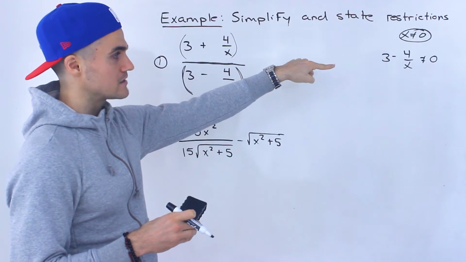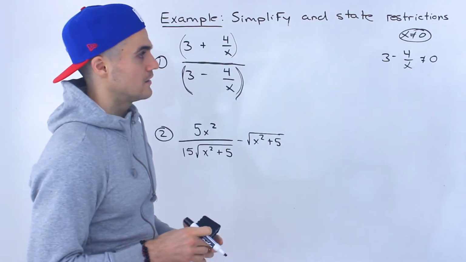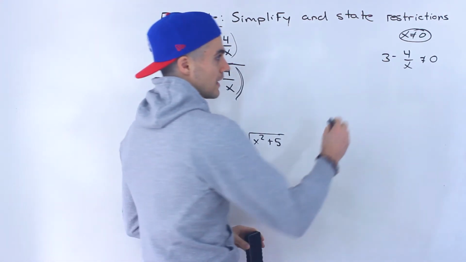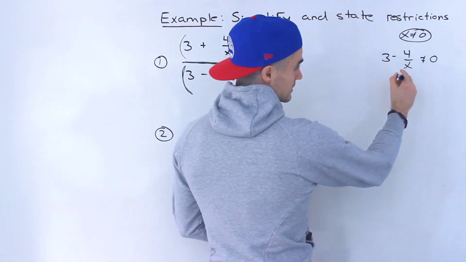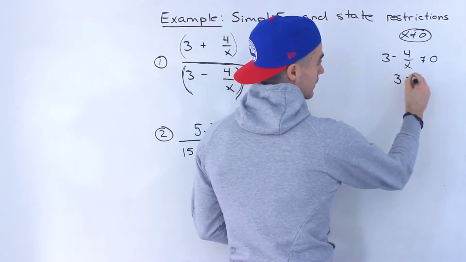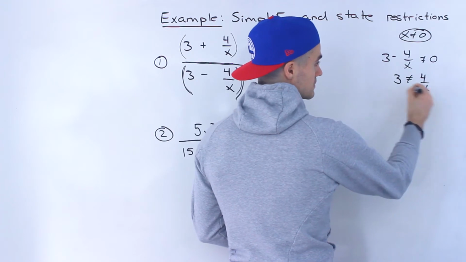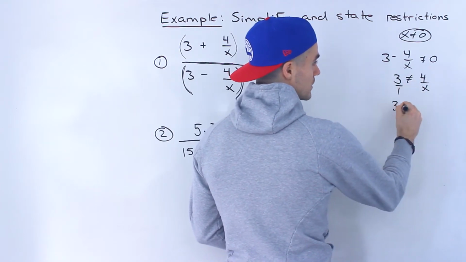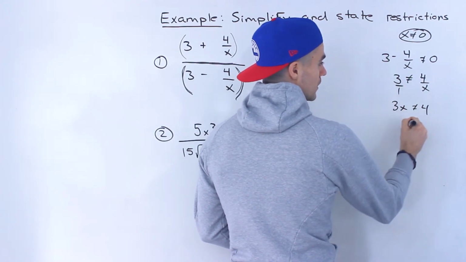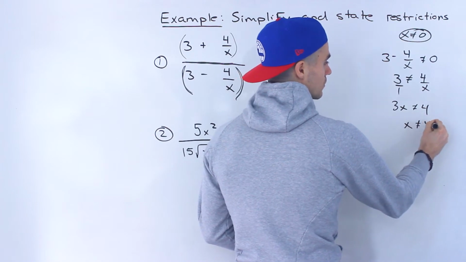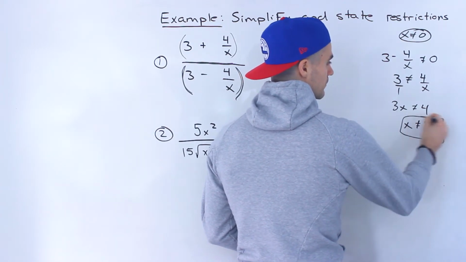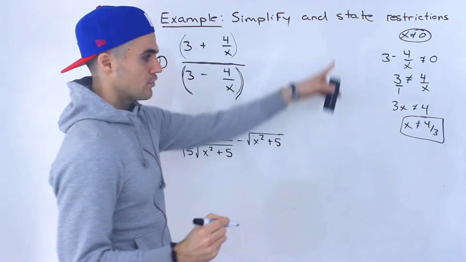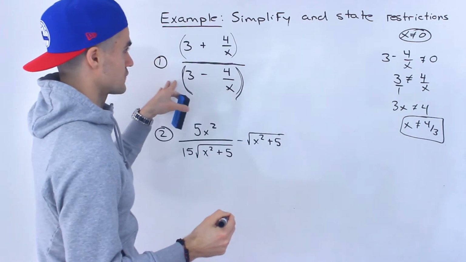So 3 minus 4 over x cannot equal 0. What we've got to do is isolate for x. So 3 cannot equal 4 over x. We can cross multiply, so 3x cannot equal 4, which means x cannot equal 4 over 3. So those are the two restrictions for this.